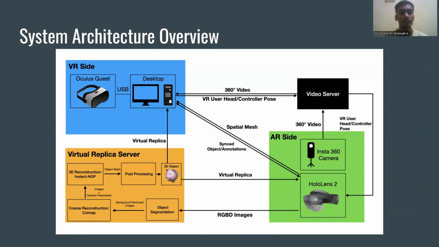Also, when a user scans an object, the data goes through COLMAP and Instant NGP, which reconstruct the object into a high-quality mesh in about 1 to 3 minutes, making it ready for use by the remote collaborator. This architectural pipeline ensures that both AR and VR users are always working in a shared, interactive, visually rich environment, which is exactly what makes Virtual Nexus such a compelling platform for immersive collaboration.